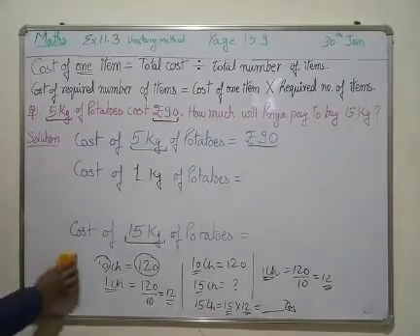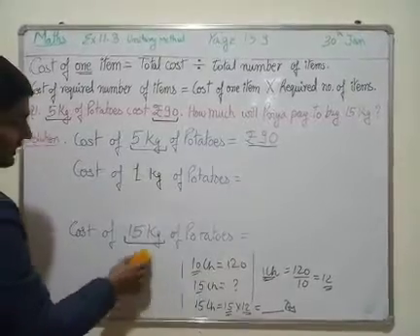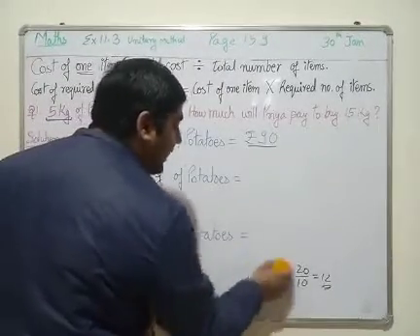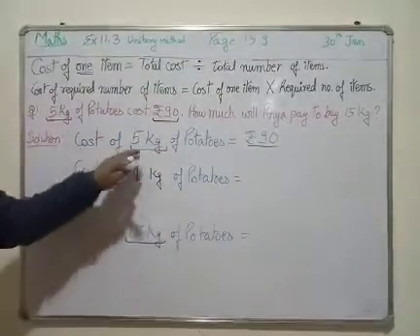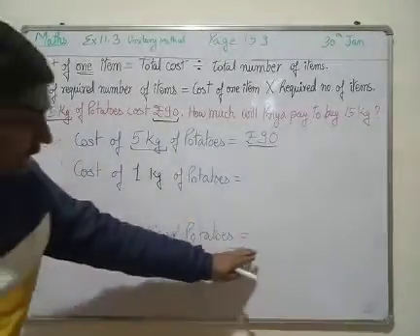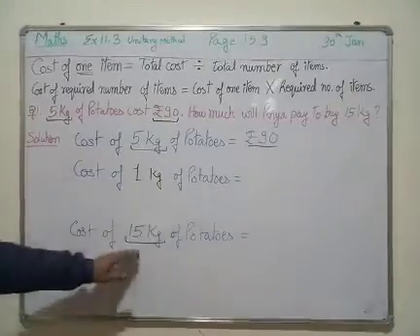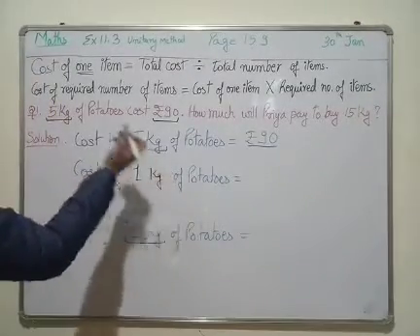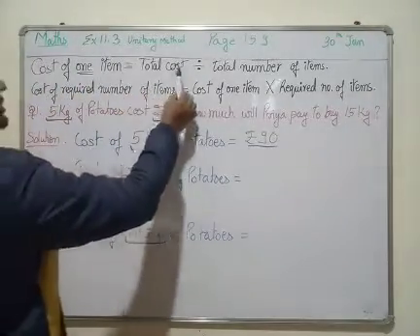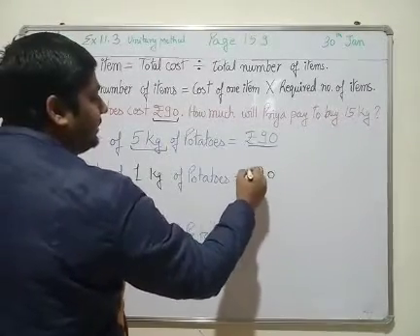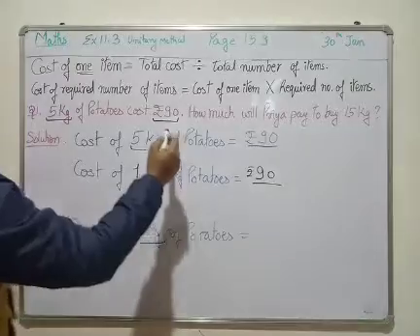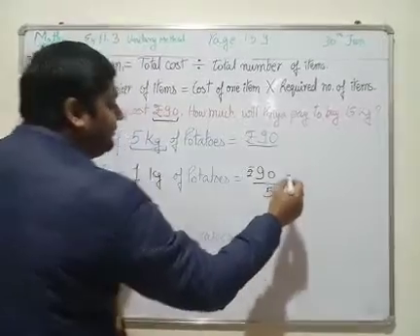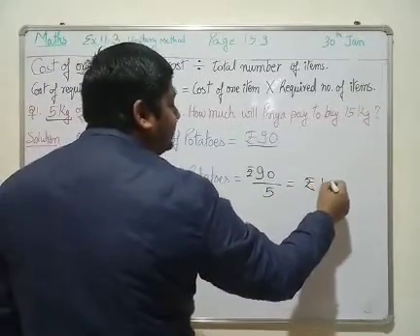If it is given that 5 kg of potatoes is 90 rupees and you have to find the cost of 15 kg, then I have to find the cost of 1 kg first, then I can find the cost of 15. If 5 is given and they are asking for 15, only if I have the cost of 1 kg can I easily find 15 kg. So the cost of 1 kg of potatoes: the cost of one item is equal to the total cost divided by the total number of items. What is the total cost? 90 rupees, divided by the total number of items, which here is 5. So on dividing, the answer will be rupees 18.